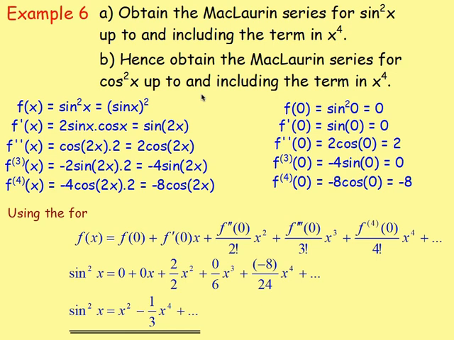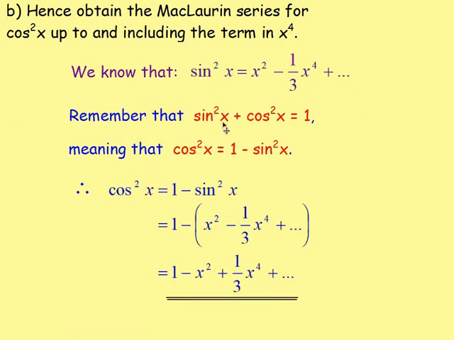Part B for this, well, we just worked out a series for sine squared x. We're wanting one for sine cos cubed x, and to do that we need to use this knowledge that we learned about years ago. Sine squared x plus cos squared x is 1, so cos squared x is the same as 1 take away sine squared x. We just worked out what sine squared x is equal to, so we can sub that in.